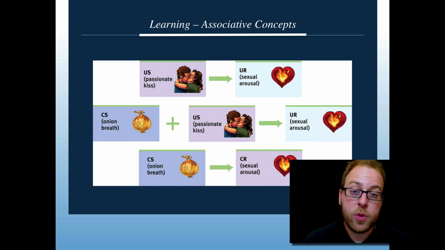And once those two things appear together in space and time with enough frequency, what happens is that the neutral stimulus takes on the properties of the unconditioned stimulus. That is, it evokes the same response or the same type of response as the unconditioned stimulus. In this case, our neutral stimulus that becomes a conditioned stimulus over the process of learning is onion breath. If, say, for instance, you're dating a partner who just loves Funyuns.